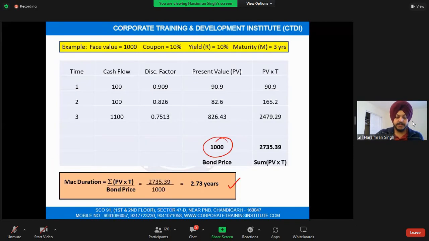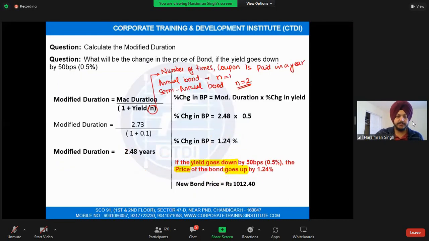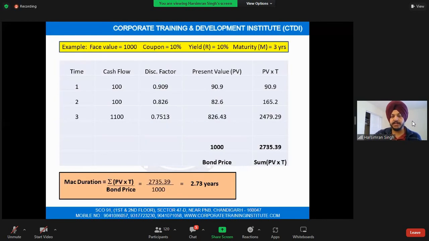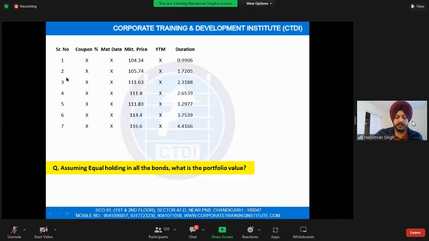What is the difference? This question can come, the one we have done, this is a question that comes in ABN. Because here you are calculating the duration of one bond. This is the example of one bond. This is one bond. But in BFM, you have a portfolio of bonds.